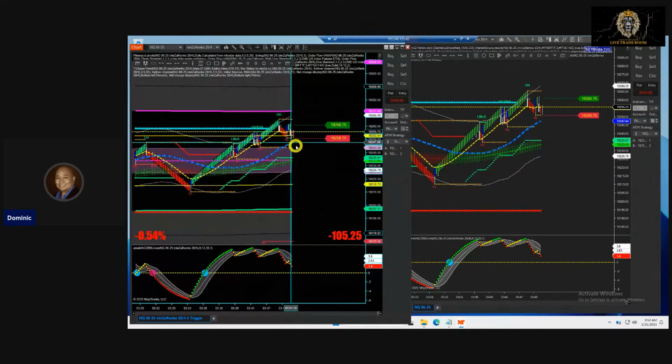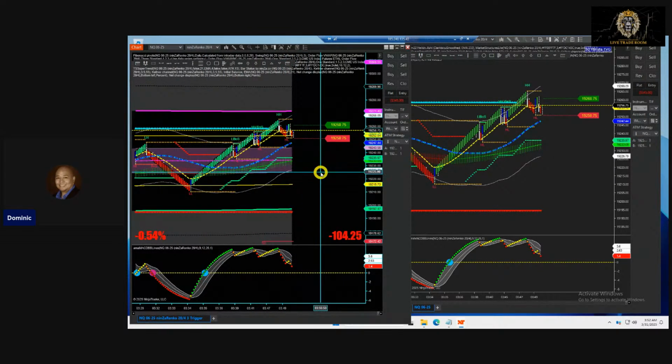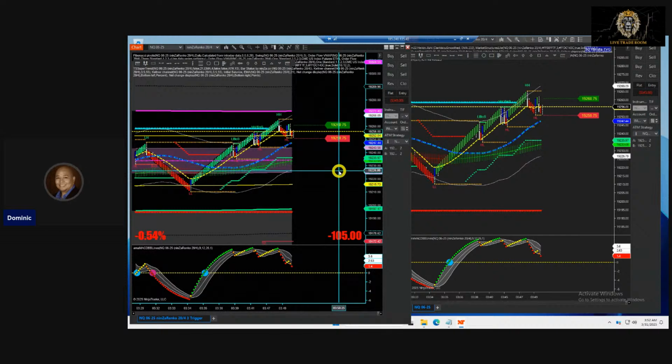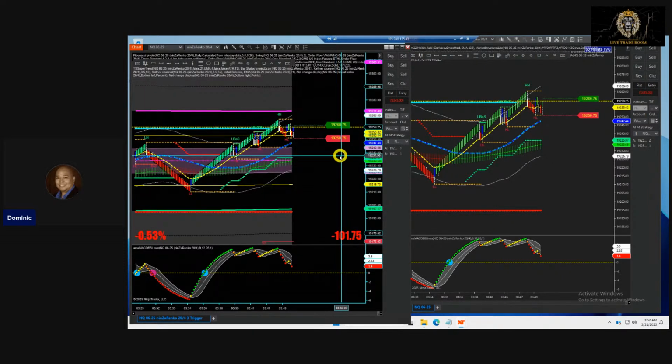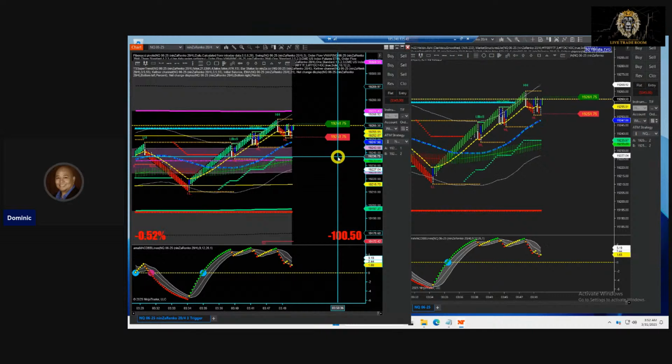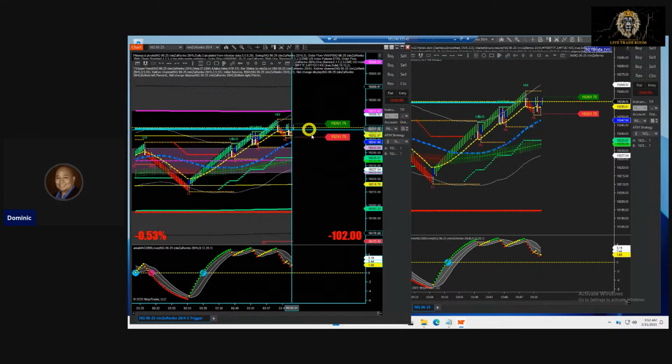We want to see a pullback into the mid band and then a reversal candle to the upside, and take that trade. That's usually your high probability trade setup. And why I like Renko's, it basically eliminates a lot of noise on the time-based charts, and it's much better than Heiken Ashi.